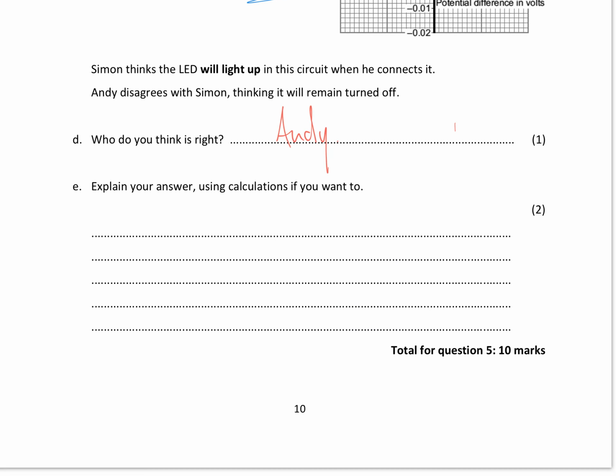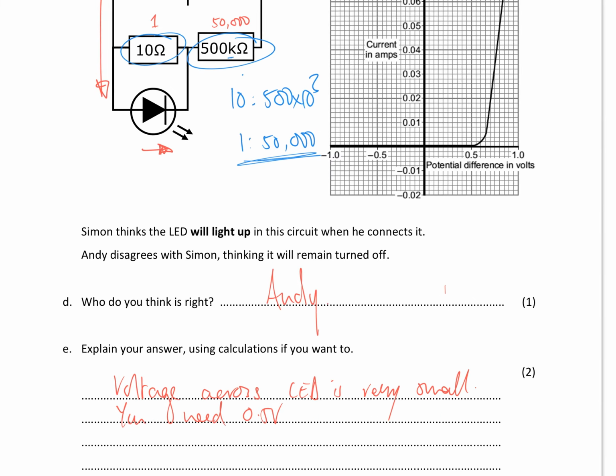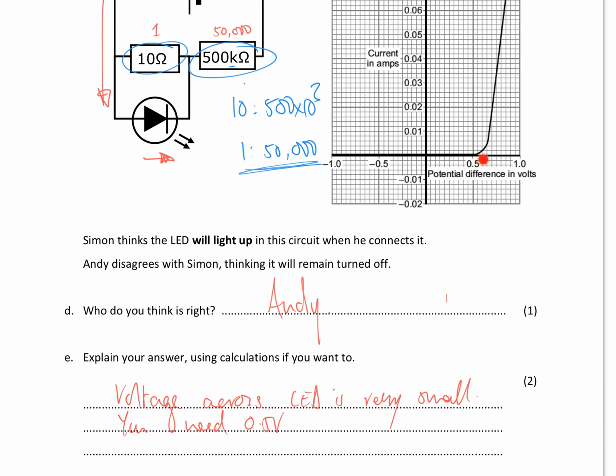So with that in mind, we will say that the voltage across the LED is very small. And you need 0.5 volts, see above here, in order for it to light up.